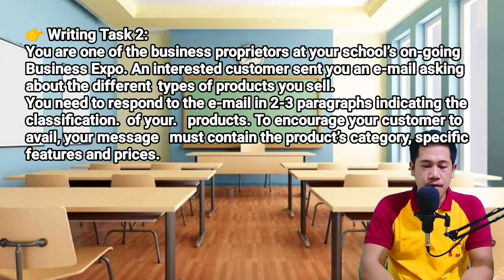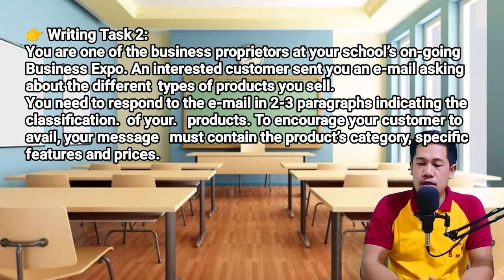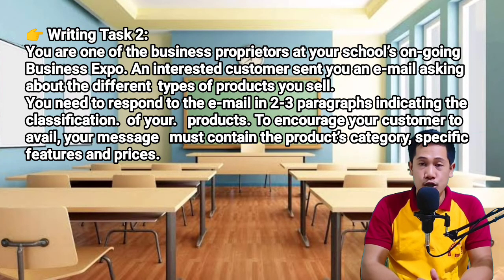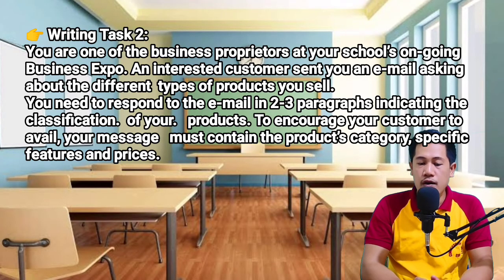Okay? Next. So, writing task 2. So, here is the task 2. You are one of the business proprietors at your school's ongoing business expo. An interested customer sent you an email asking about the different types of products you sell. Okay. So you need to respond to the email in 2 to 3 paragraphs indicating the classification of your products. To encourage your customer to avail, your message must contain product categories, specific features, and prices.